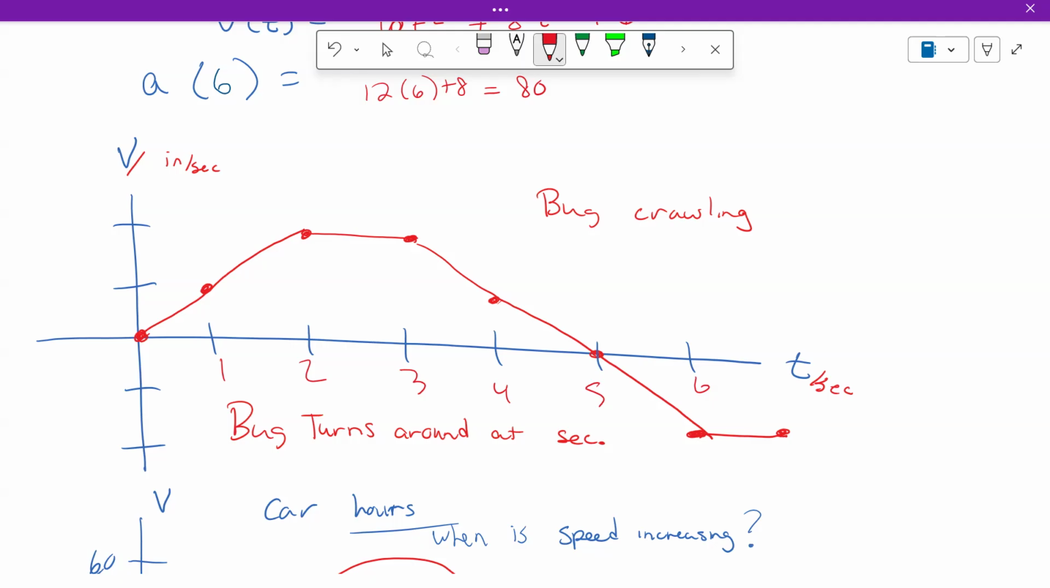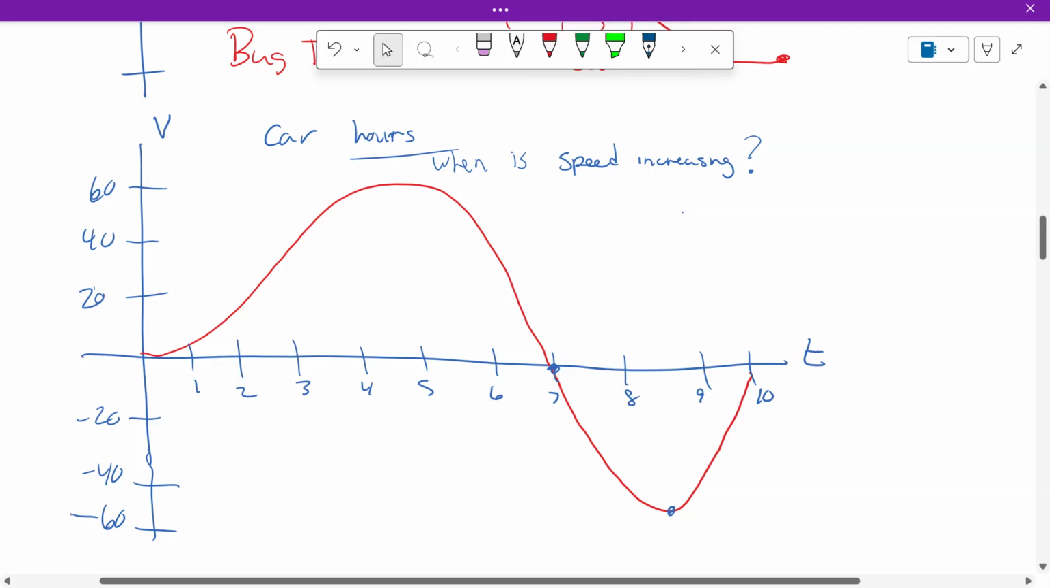When does the bug turn around? At 5 seconds. Because it's going in a positive direction, then it's going in a negative direction. So it turns around where it crosses the x-axis. So if it crosses the x-axis, it turns around.